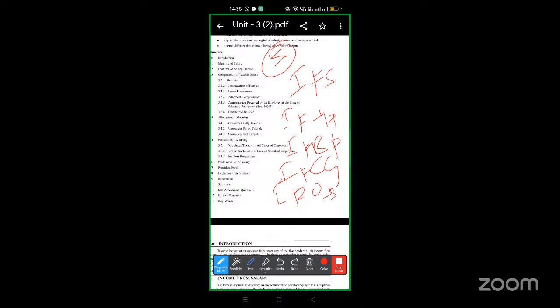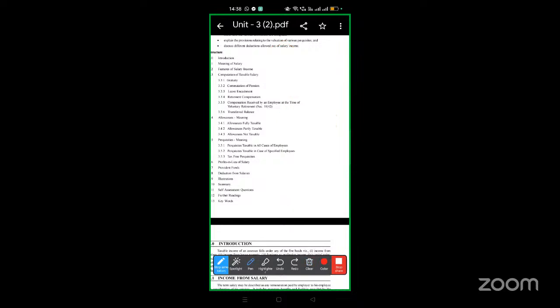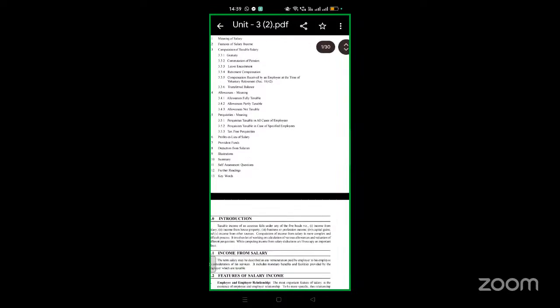So here we have five sources of income, that is income from salary, income from house property, income from business and profession, income from capital gains, and income from other sources. In that, now we are going to study the first heading, that is income from salary. So now we discuss this salary. Actually, how do we arrive at the calculation of the salary part? What are the things that go into the calculation of salary income?